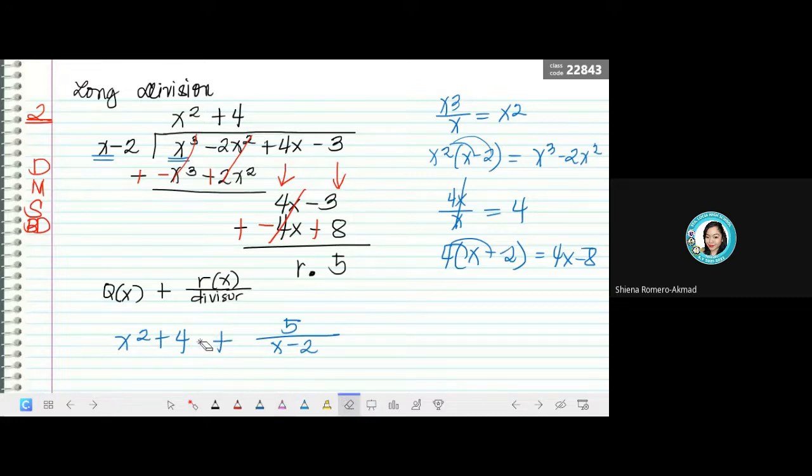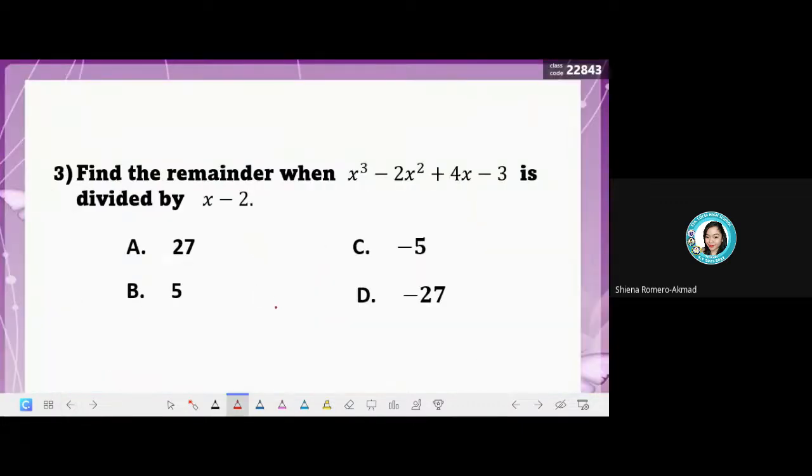Okay, so ayusin ko lang kasi ang pangit ng pagkakasulat ko. Ulitin natin yung mas maayos. So we have x, o diba, mas maayos. We have x squared plus 4 plus 5 divided by x minus 2. So this will be our answer. This will be the quotient. So ano po yung sagot natin dito? A, B, C, or D? Obvious na yung sagot natin. The answer is letter B, correct.